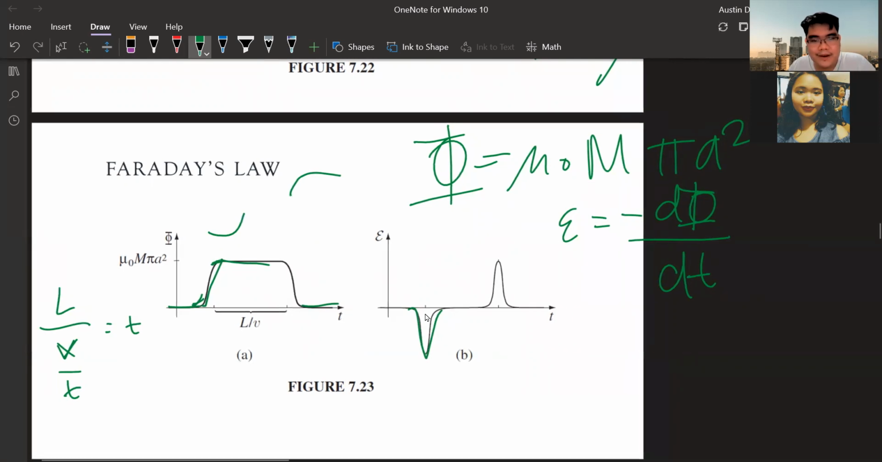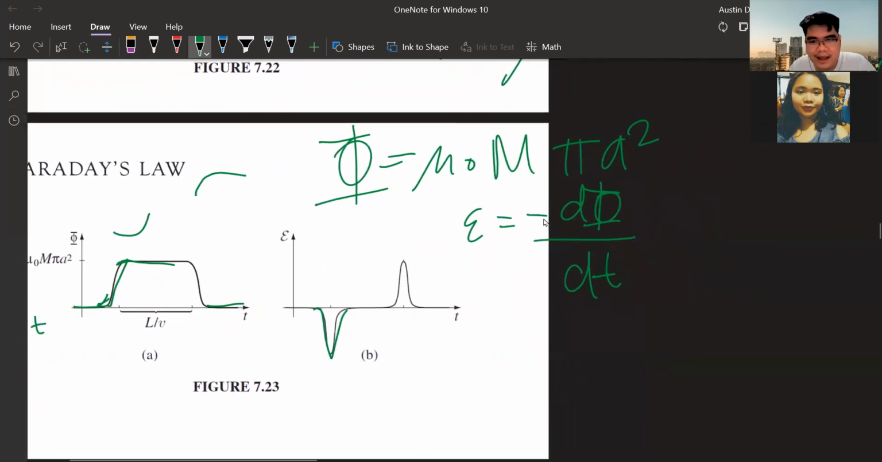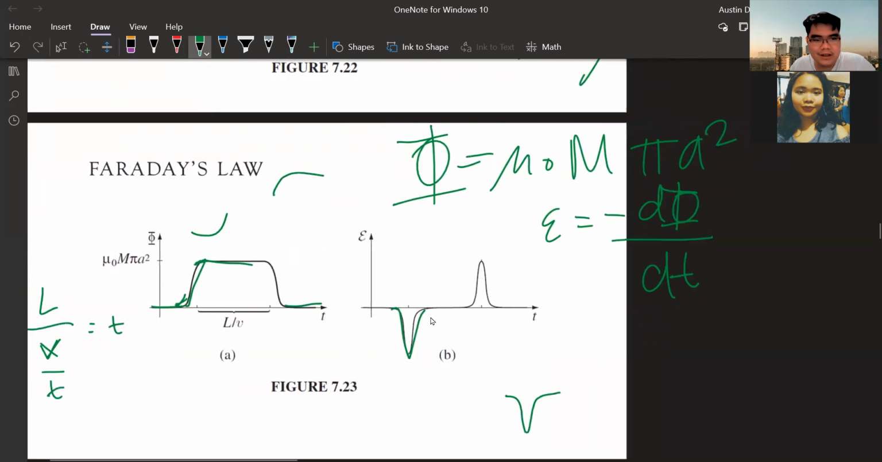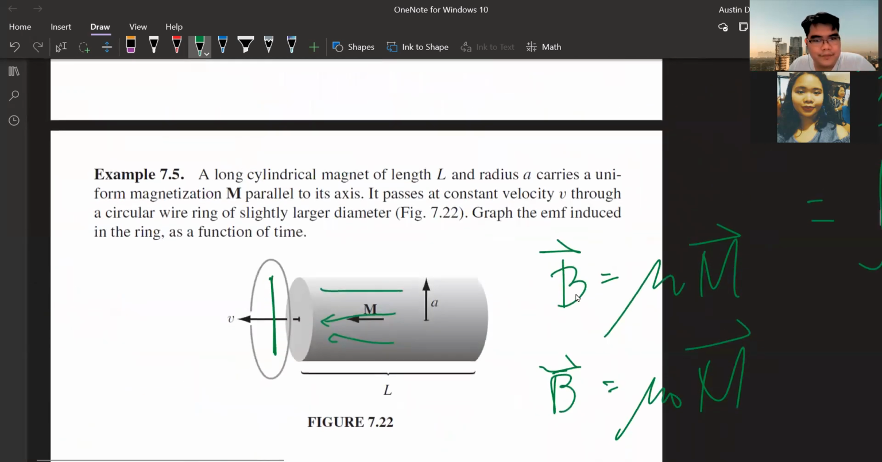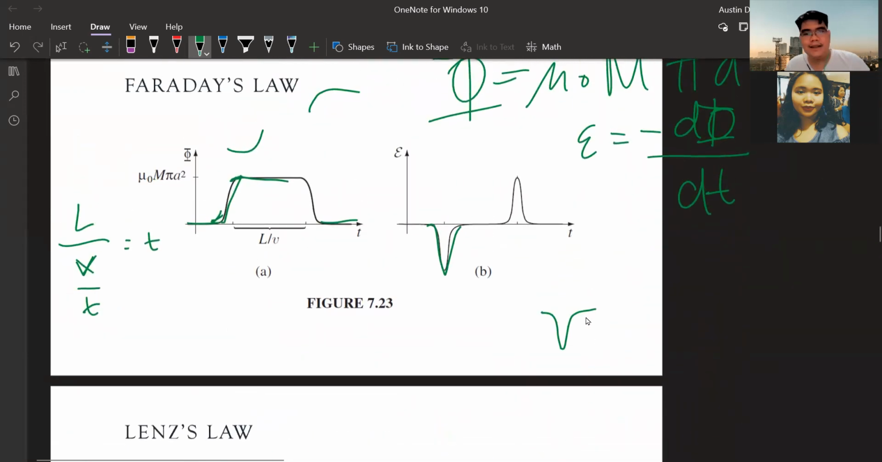And then the other one, nakakalito yun kasi may negative. So the other one, bababa muna siya then tataas. So kung i-graph mo yun normally, bababa muna siya then tataas. However, negative nga, so nag-flip to papunta dito. So you have this graph for your EMF. Okay?